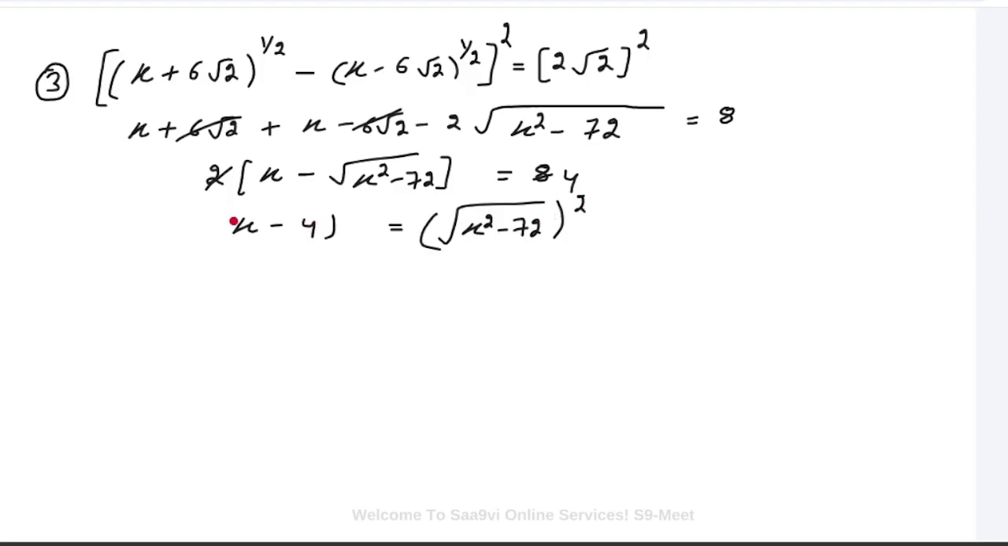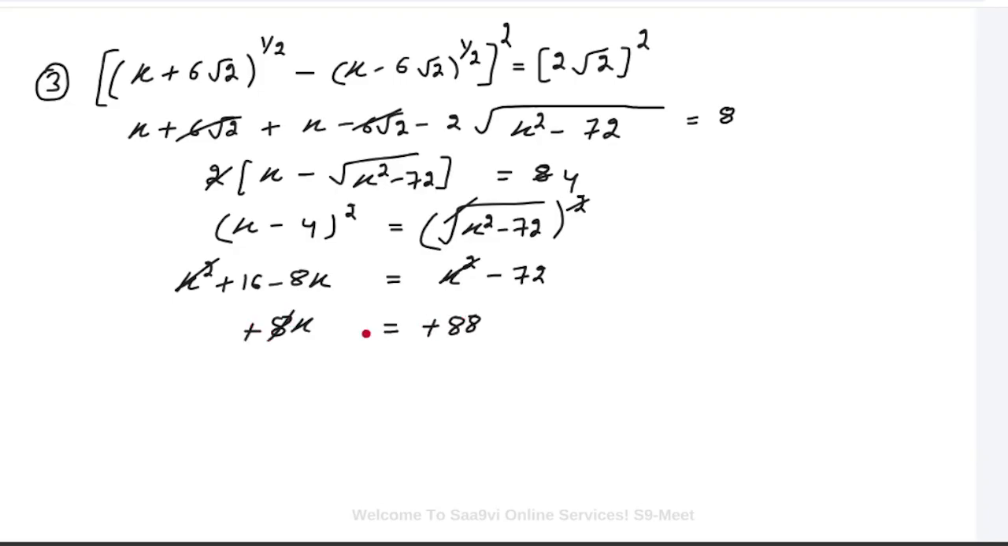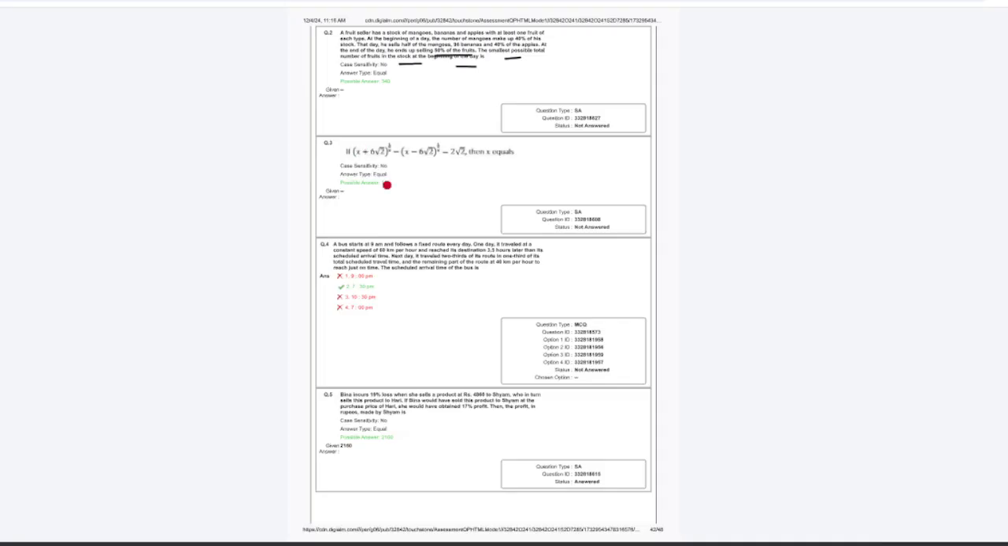Now again by the formula of a minus b whole square, this will get cancelled here. So x square plus 16 minus 8x is equal to x square minus 72. x square gets cancelled with x square. We get minus 8x equal to minus 88. Minus gets cancelled with minus, 8 into 11. That means the value of x is 11. A straightforward question from algebra. That is the answer we get. Quite easy. That's what I said. A 10th class student can also do it.